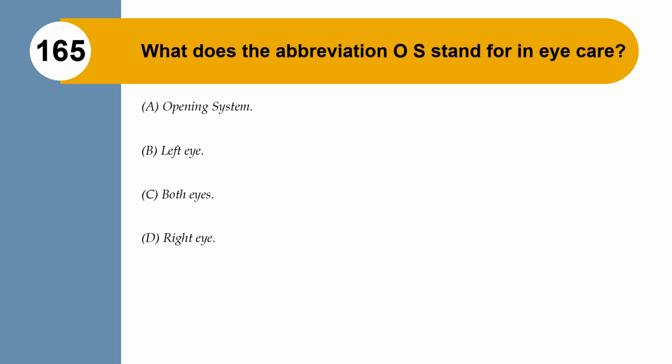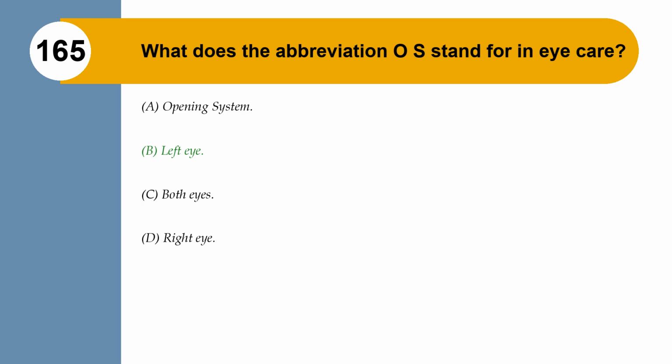Question 165. What does the abbreviation OS stand for in eye care? Option A, opening system. Option B, left eye. Option C, both eyes. Option D, right eye.